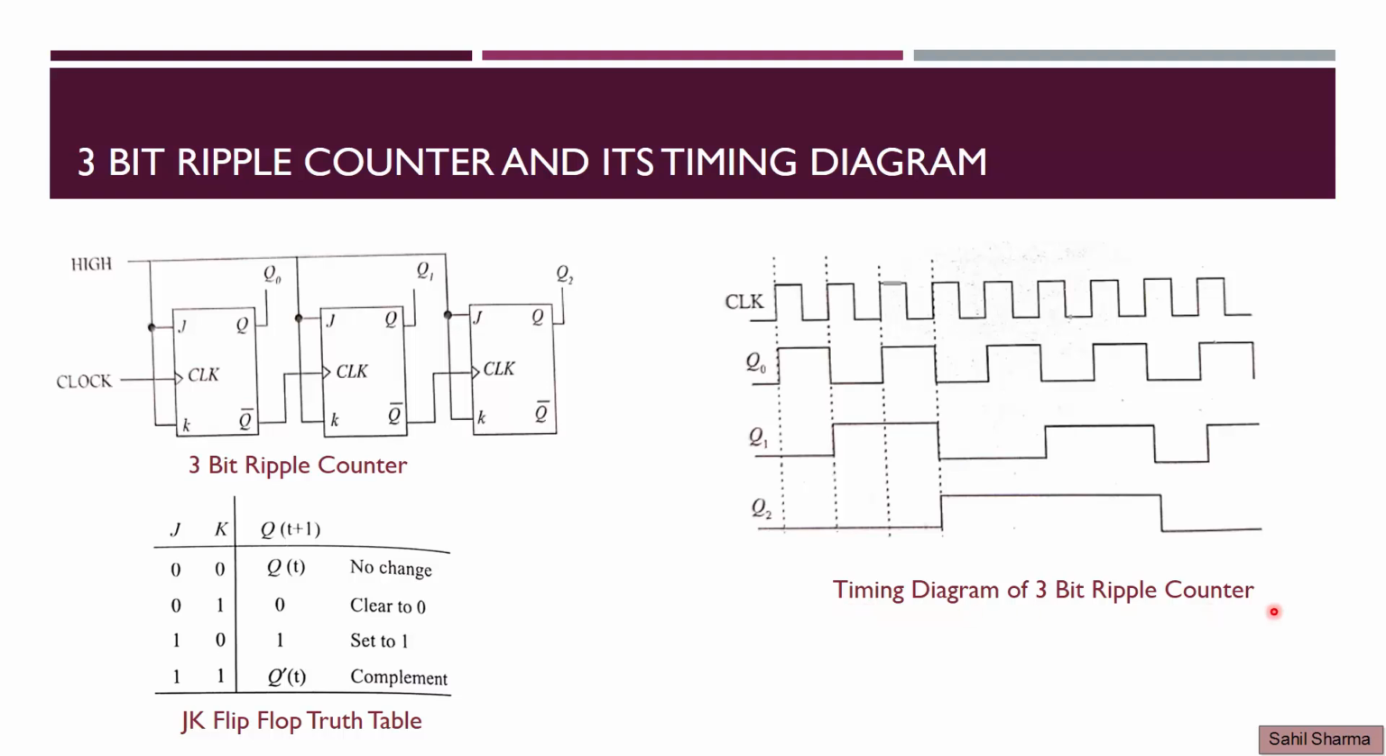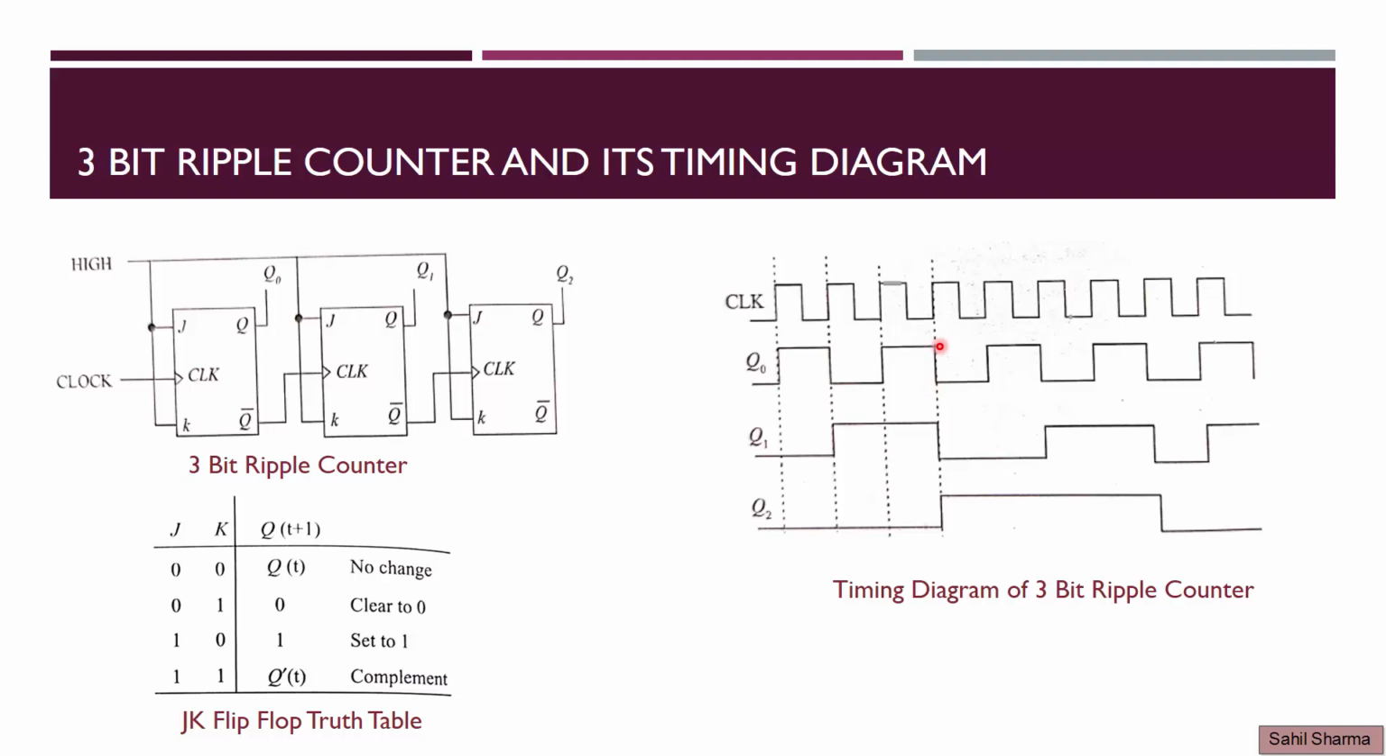Let's see the timing diagram of the 3-bit ripple counter. Observe that the first flip-flop's output Q0 changes at the rising edge of the clock. So when the clock is rising from 0 to 1, Q0 changes. The second flip-flop's output, which is Q1, changes on the falling edge of Q0. So this Q1 is changing every time at the falling edge of Q0. So here it is falling from 1 to 0, Q1 is changing.